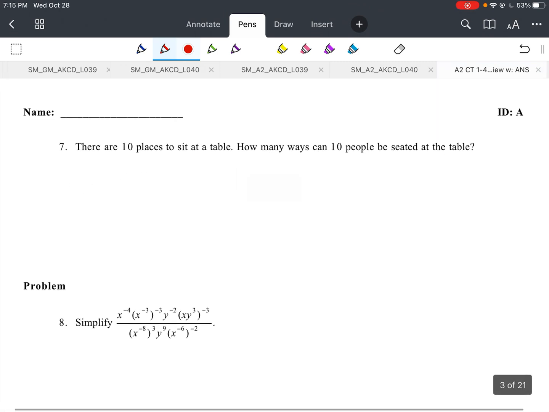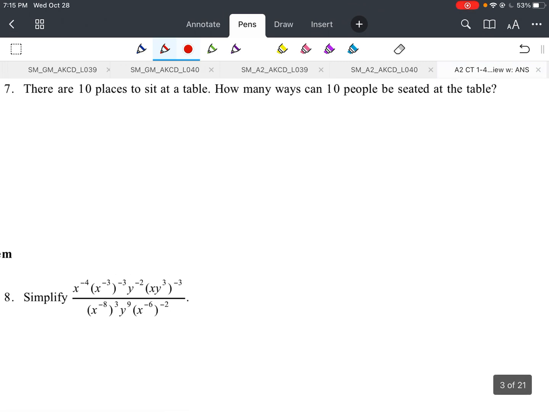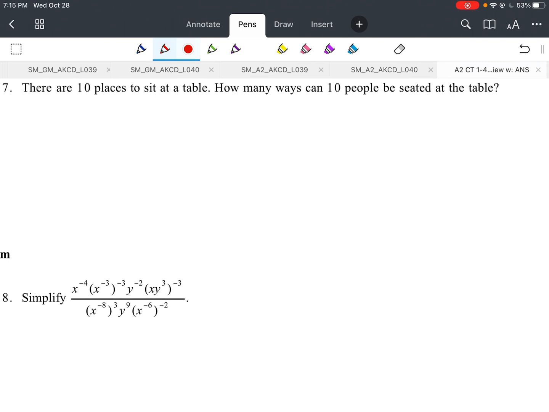All right, let's look into 7. There are 10 places to sit at the table. How many ways can 10 people be seated at the table? Anytime you get these kinds of problems, just make some seats.